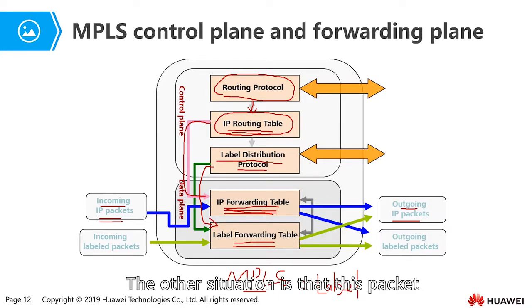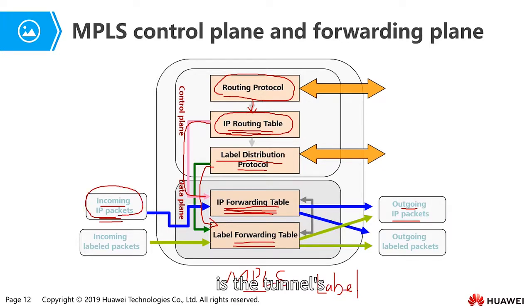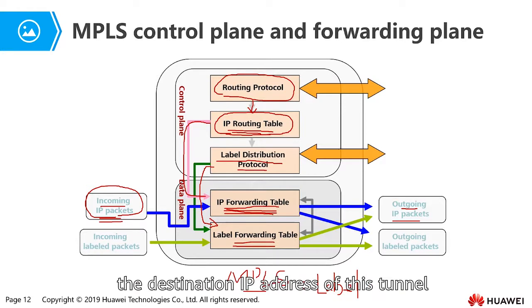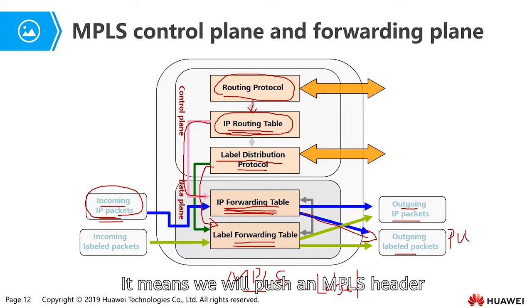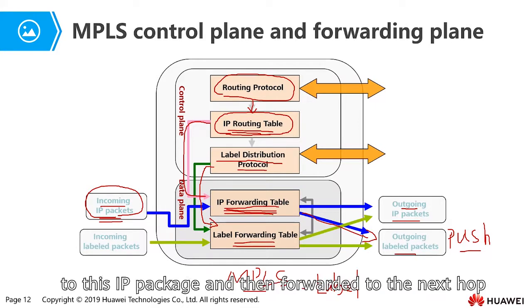The other situation is this packet needs to go into the terminal. For example, the destination IP address of this packet is the address of this terminal. So we have to give it to the MPLS terminal. So we will send out the labeled packet. It means we will push an MPLS header onto this IP packet and then forward it to the next hop.